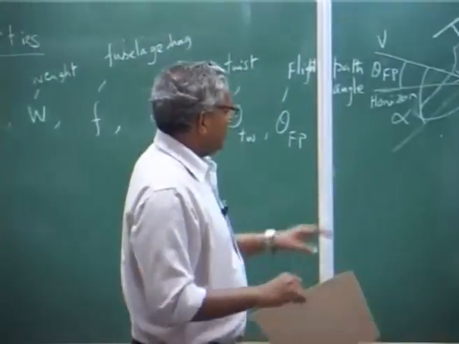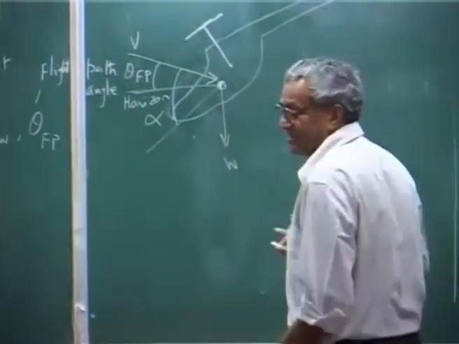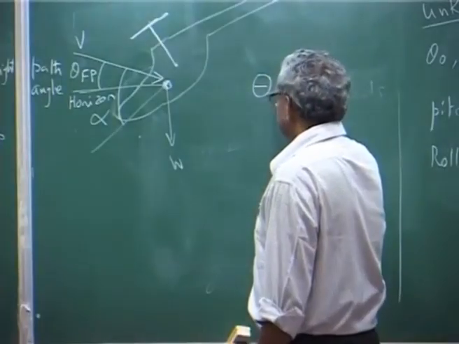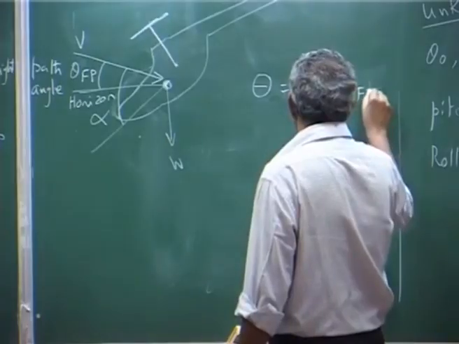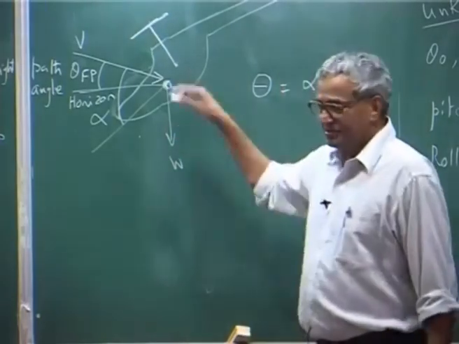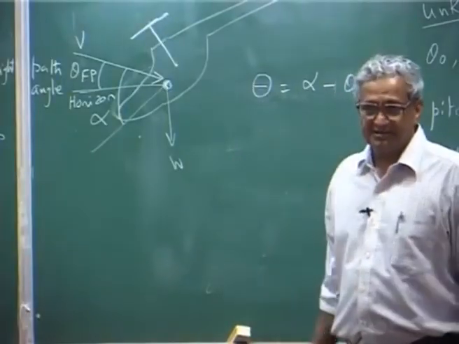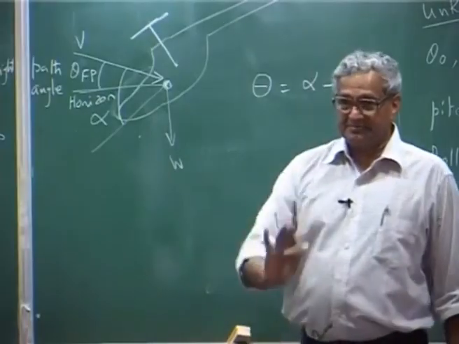Now, given these quantities, what is my pitch attitude? Pitch attitude is basically theta is alpha minus theta flight path, but I will use a minus sign because the rotations are counterclockwise, clockwise, positive, etc. This is the angle, pitch attitude of my helicopter.